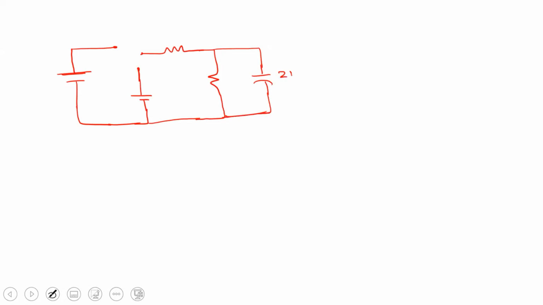So this is 2 farad and this is 3 ohm, 6 ohm, this is 24 volts and this is 60 volts. Okay. So these are the switch positions. It is A and this is B, right? The switch is connected here.